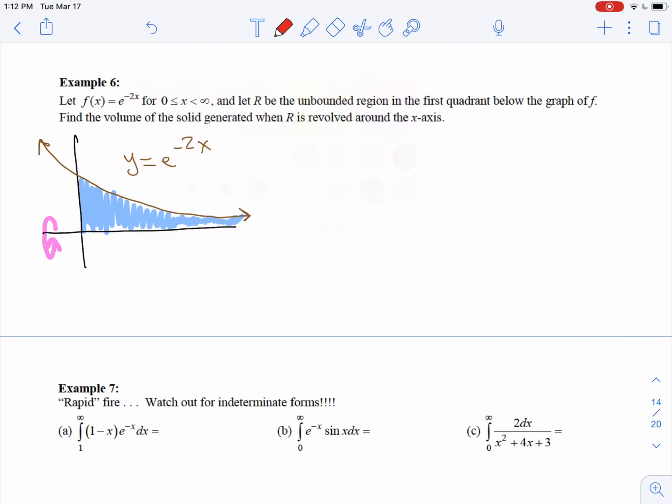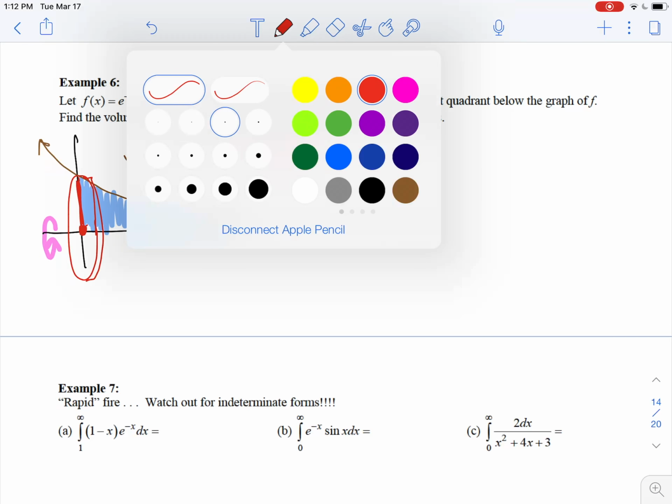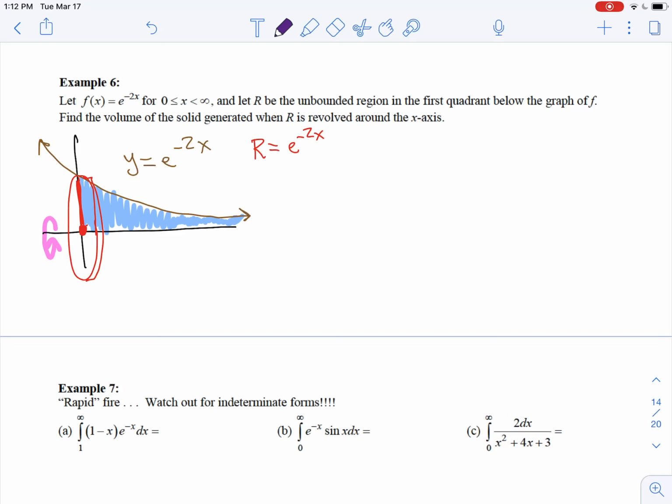And remember, if we rotate this around the x-axis, we're going to have our representative slice that looks like this. Remember, the radius still goes from the center of the rotation to the function, so the r is simply going to be e to the negative 2x. There's going to be that perpendicular method because the cross section is perpendicular to the axis of rotation. So this will be a pretty straightforward one. It's just that we got this little wrinkle of the improper integral that we're going to have to deal with momentarily.